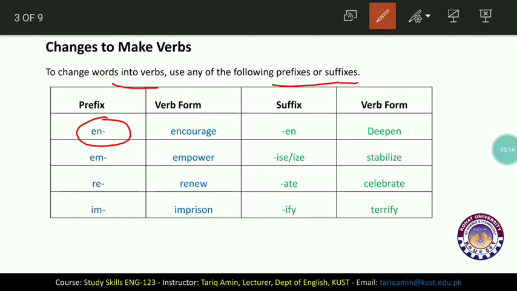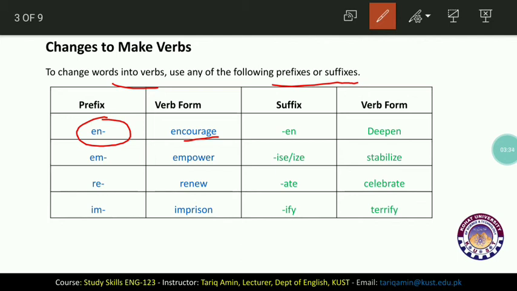A prefix is a morpheme that is added to the beginning of a word. So courage is a word, and when we add the prefix en to it, it becomes encourage, and it is actually a verb.